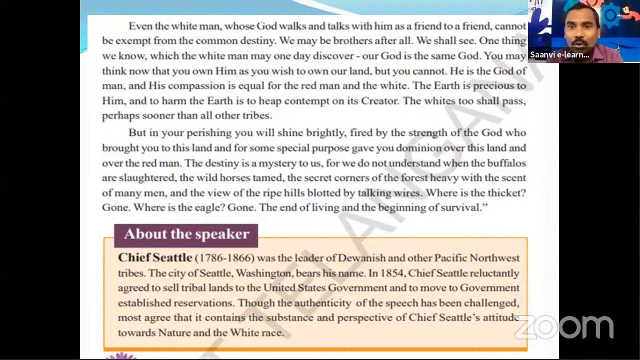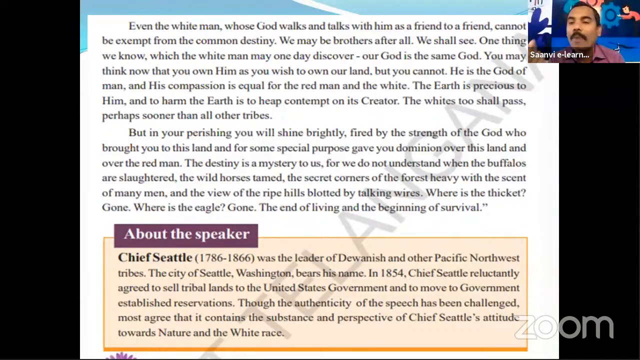We may be brothers after all. We shall see. One thing we know, which the white man may one day discover. White men, one day they will understand that our God is the same God. You may think now that you own him as you wish to own our land. Being white man, you may be thinking that God is your own, but it is not like that.